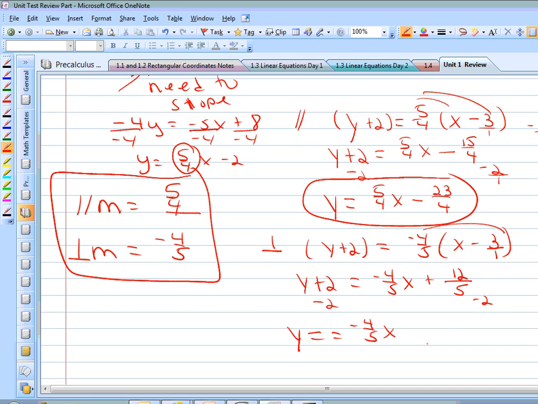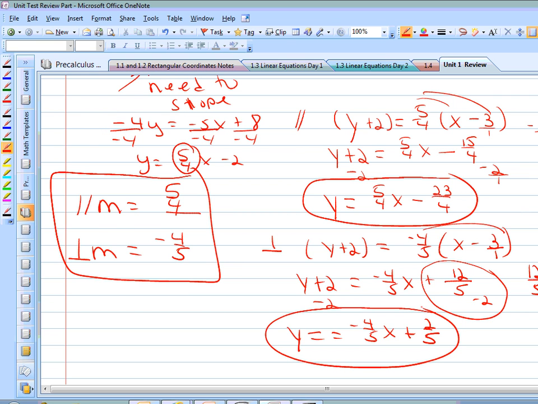-4/5x. Now, let's look at this part right here with these fractions. You will have a scientific calculator that might help you, and you may use that, but I'm going to show you algebraically what to do. So we have 12 fifths, and we're going to subtract 2. Well, we want it to be fifths, so 2 times 5 would be 10. So 10 fifths is the same as 2. We have 12 minus 10, which would be positive 2, so plus 2 fifths, and that would be your perpendicular line. I will give you a blue calculator, so that will help you some.